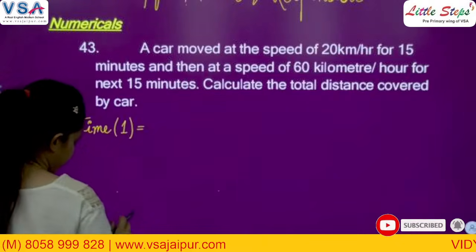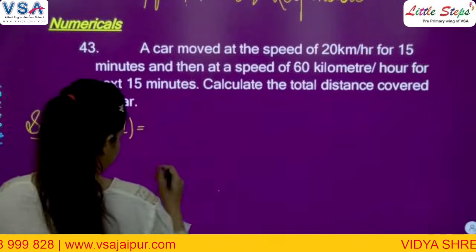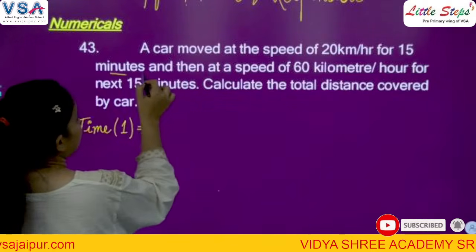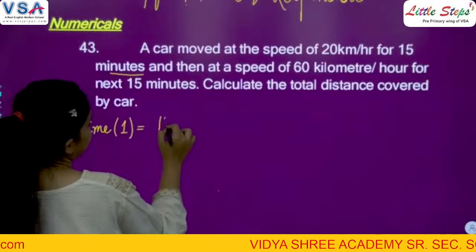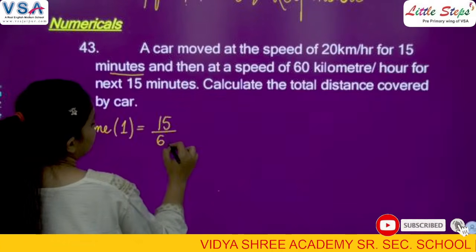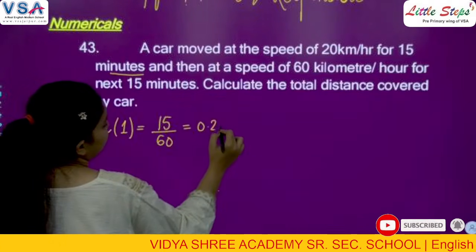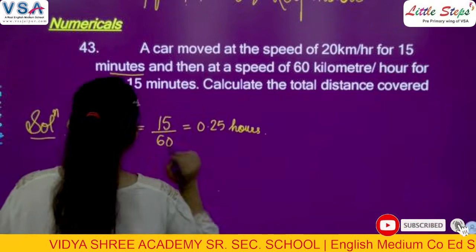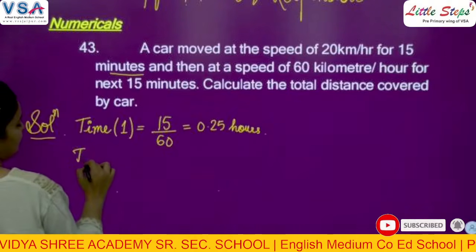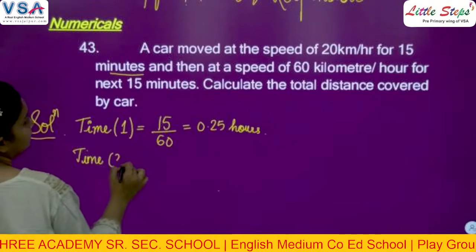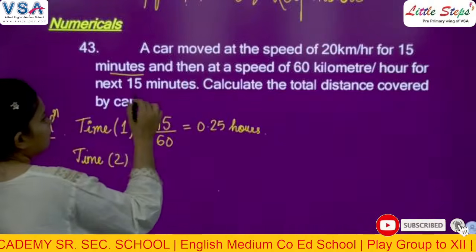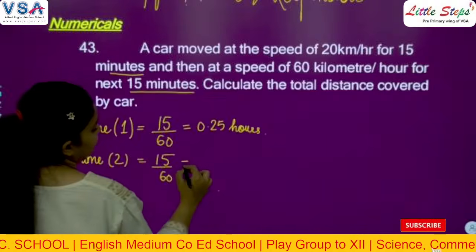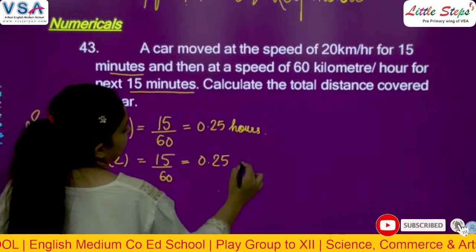What we will do? We will put the formula. What is the formula? First, we need to convert this into hours. 15 minutes divided by 60. What we have? 0.25 hours. Clear? Again, the next time we also need to convert, these 15 minutes. This will also come the same. 15 by 60 is also 0.25 hours.